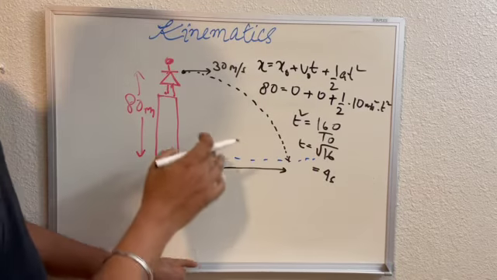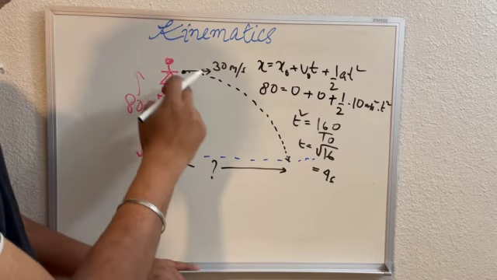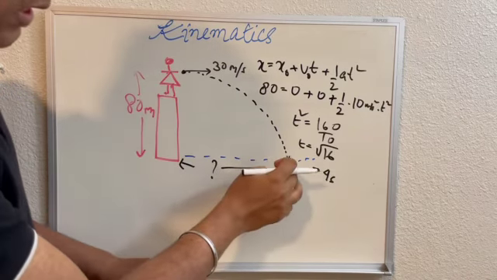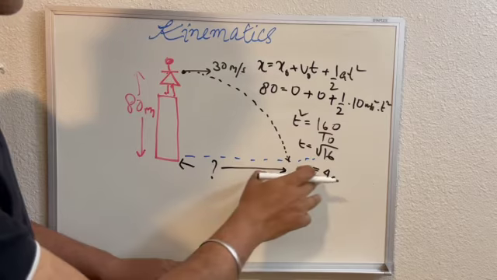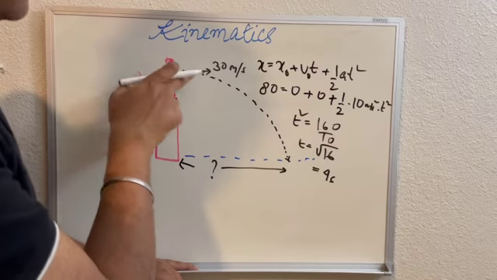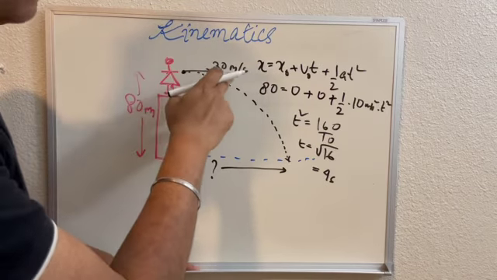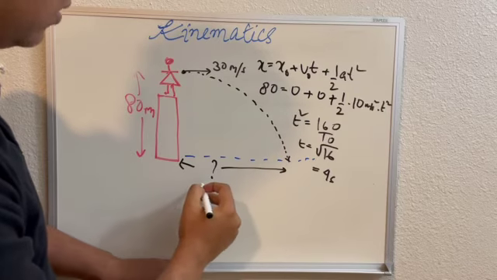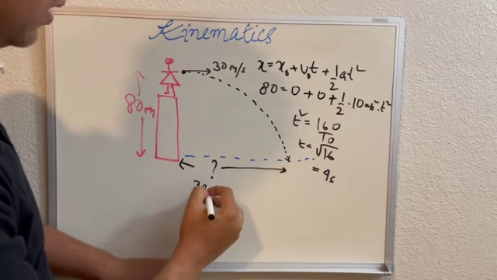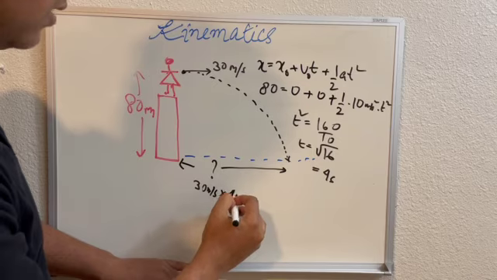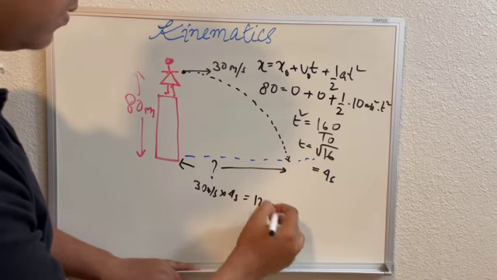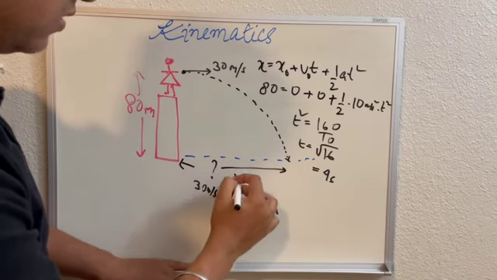Now the question is, it takes 4 seconds for the stone to hit the water, and since the horizontal speed is 30 meters per second, this distance would be 30 meters per second times 4 seconds, which is 120 meters. So this distance is 120 meters.